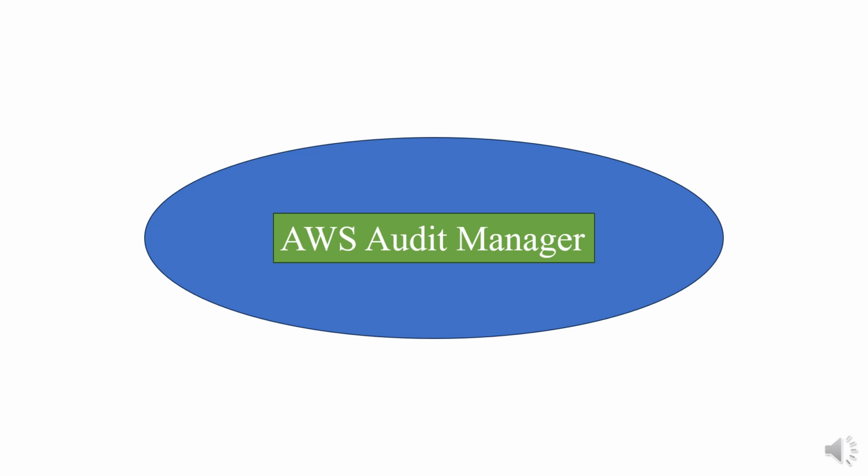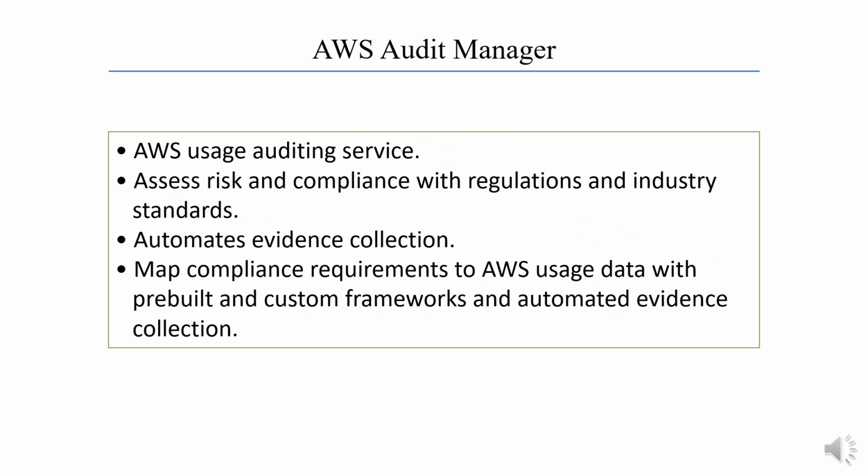Let's dive in. AWS Audit Manager is an auditing service for AWS users. It enables you to assess risk and compliance with regulations and industry standards. AWS Audit Manager automates evidence collection to assess if policies, procedures, and activities, also known as controls, are operating effectively. It enables you to map compliance requirements to AWS users' data with pre-built and custom frameworks and automated evidence collection.